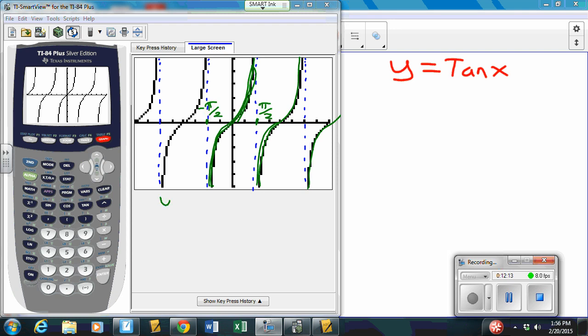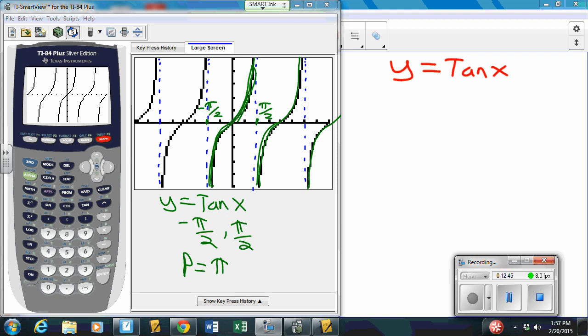For y equals tangent of x, one period is from negative pi halves to positive pi halves, which is the total distance. The period of the tangent function is pi. How does that differ from the sine and cosine functions? The sine and cosine have a period of 2 pi. Remember that.